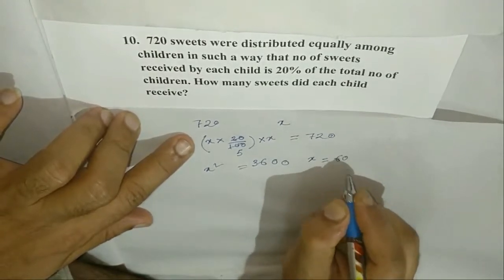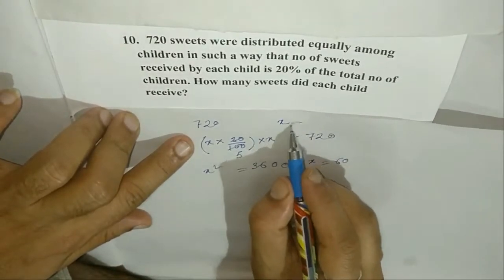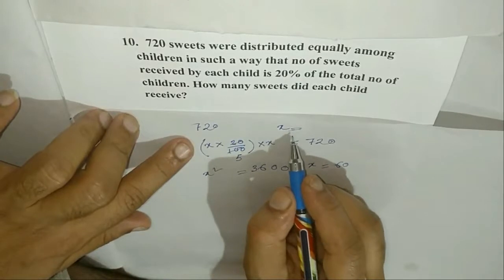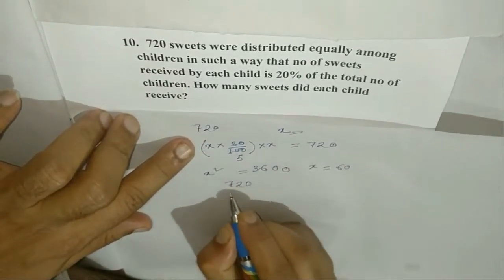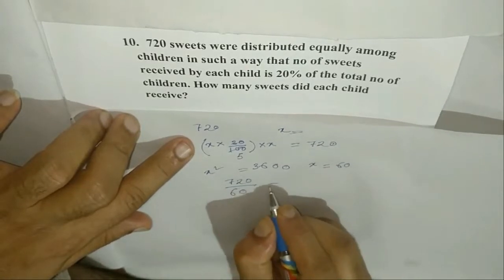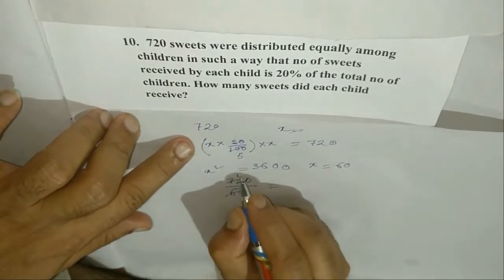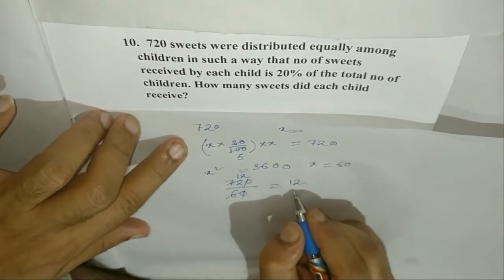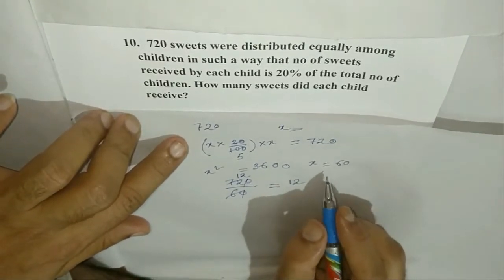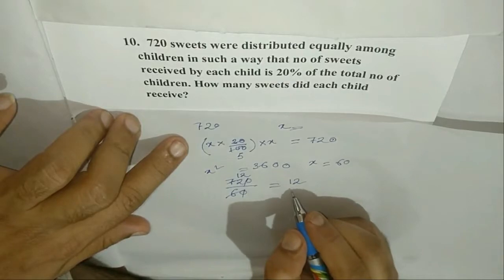Now the total number of children is 60 and total sweets are 720. So how many sweets each child will get? 720 by 60 is equal to 12. So 12 is the number of sweets that each child will receive. So in this math, when we got the total number of children, we can easily calculate how many sweets each child will get.